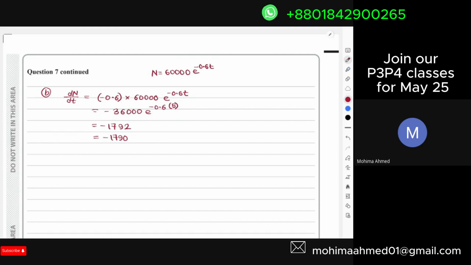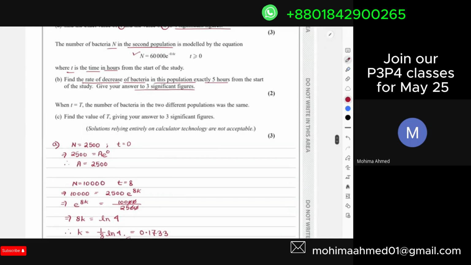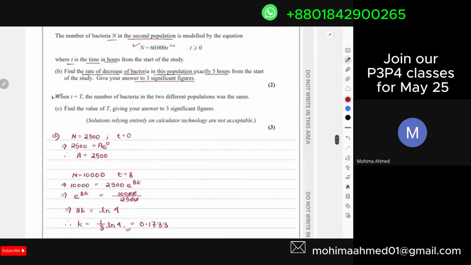Then we are done with your part 7b also. So for this, if I again move on to your part C, when t equals capital T, the number of bacteria in the 2 different populations are the same. So find out the T to 3 significant figures.